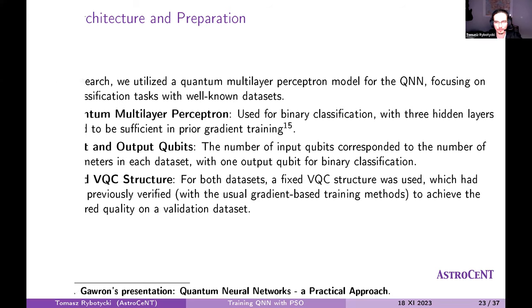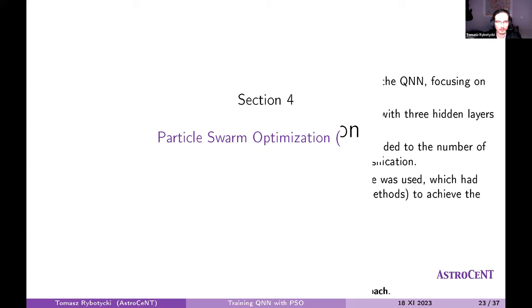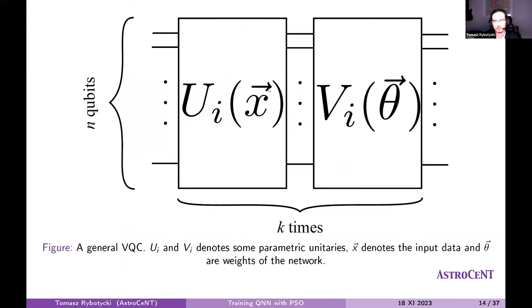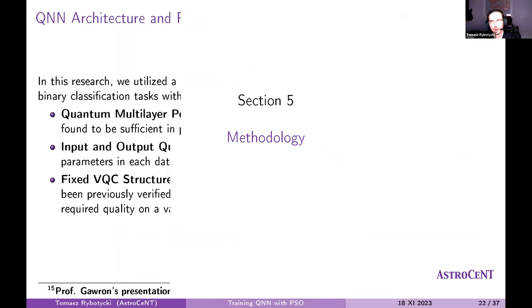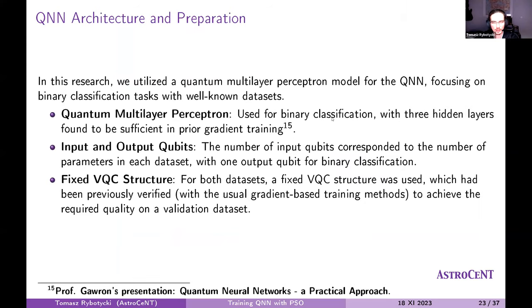Multilayer meaning that we have a lot of those layers, a lot meaning like 3, I believe, or 4 in the circuits that we check. So there are not that many parameters, but there are quite some of them. Like the number of weights is like 30 or something like that. So it's not that small. And what is very important here is that we had the fixed variational quantum circuit structure for all of the experiments, meaning that when we're comparing with other training methods, we always train the same circuit and we always have the same initialization.